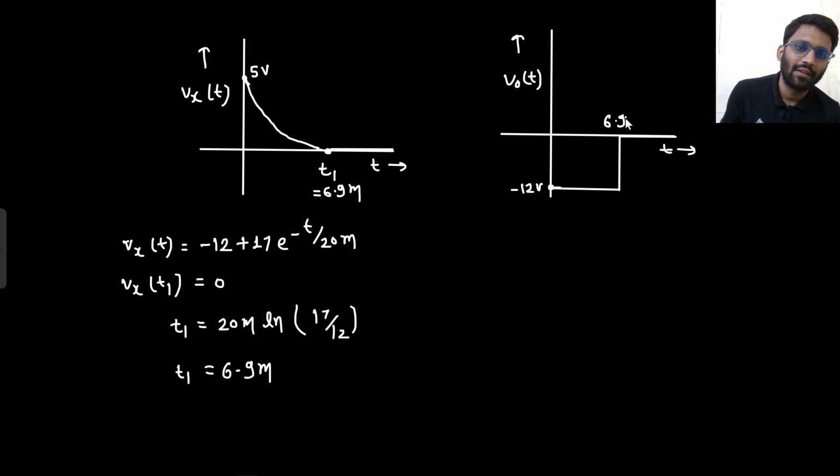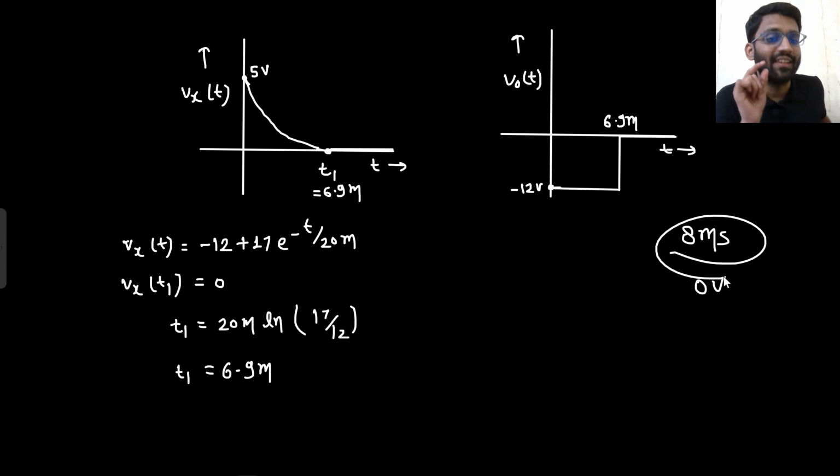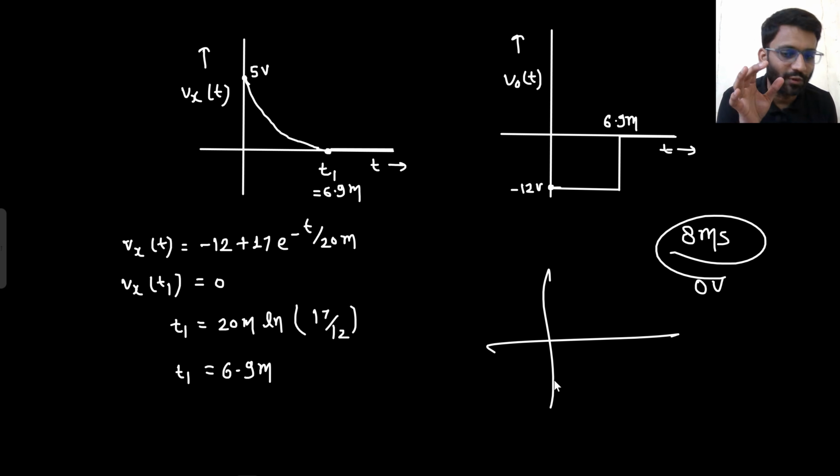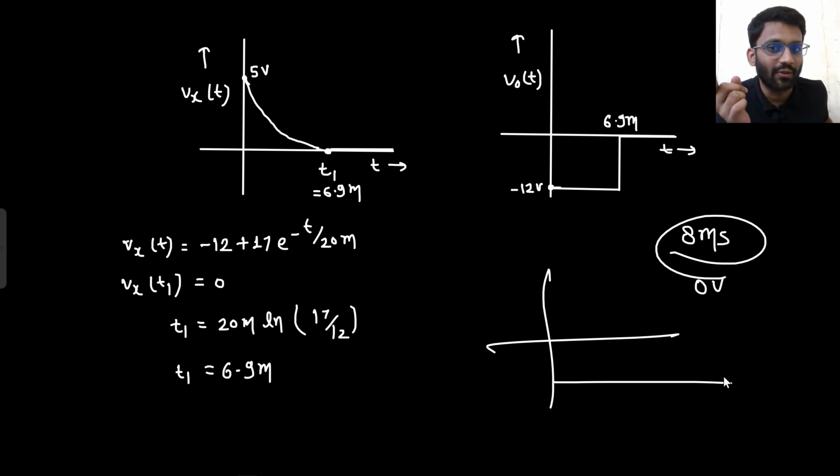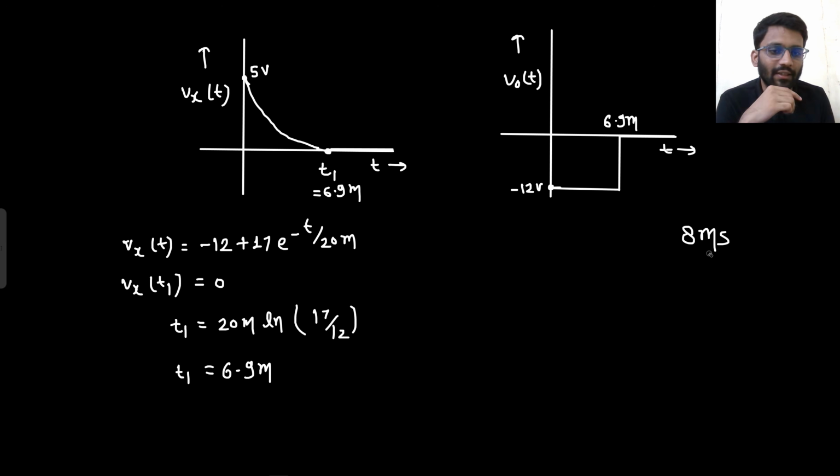If IIT had asked what is the value of V naught at t equals 8 millisecond, then what would be the answer? 0 volt. And a lot of, not just students, a lot of teachers would have got it wrong, because they think that output will always be saturated. Nah, output is not always saturated. Vx node is not always going down. Vx node is stopping at t equals T1. It is stopping at 6.9 millivolt. Whenever the Vx node goes to 0, after that it cannot go down. It will stay there only.